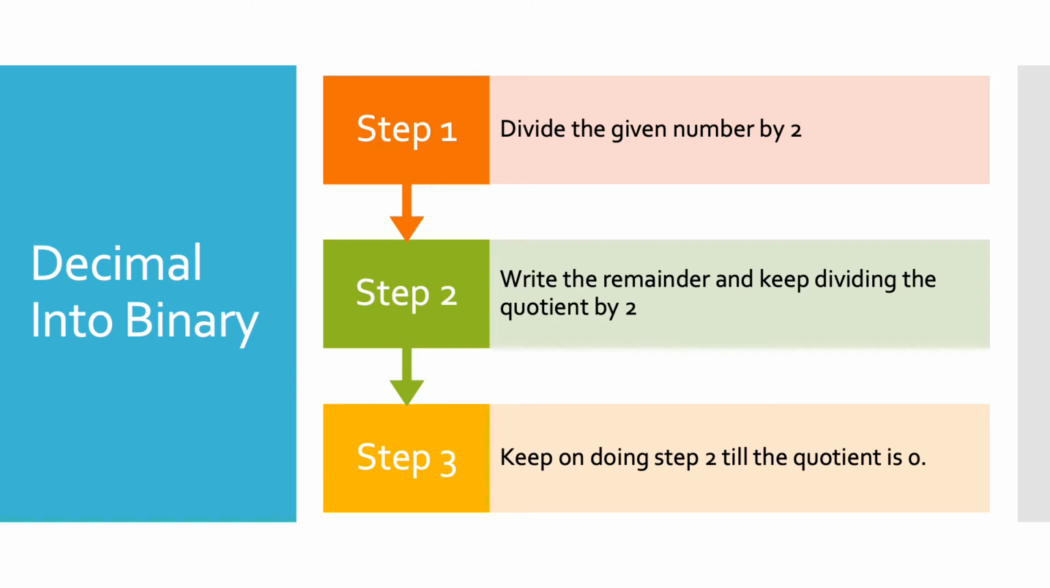First, divide the given number by 2. Step 2, write the remainder and keep dividing the quotient by 2. And step 3, keep on doing step 2 till the quotient is 0. We will understand this with the help of an example. So let us move ahead to the example.